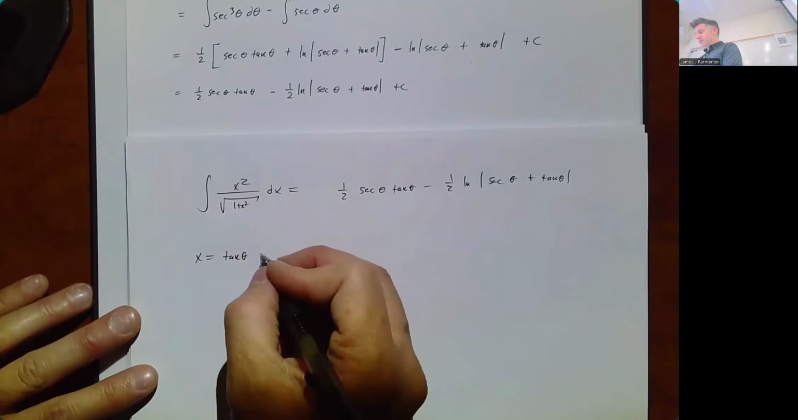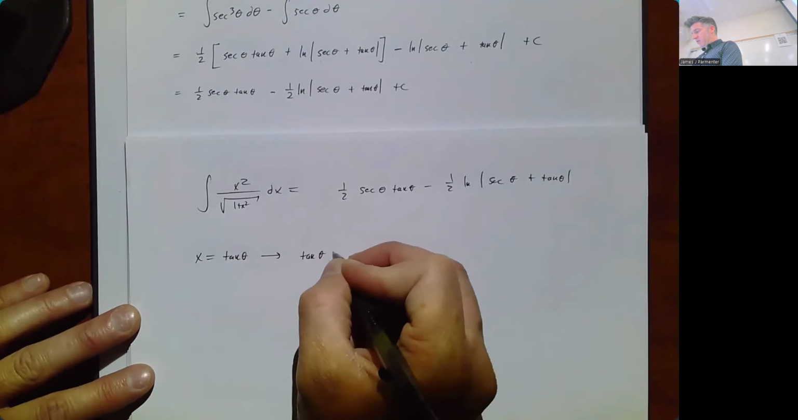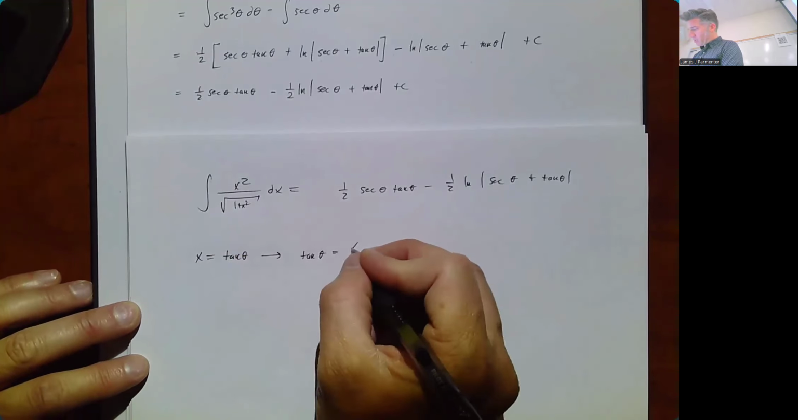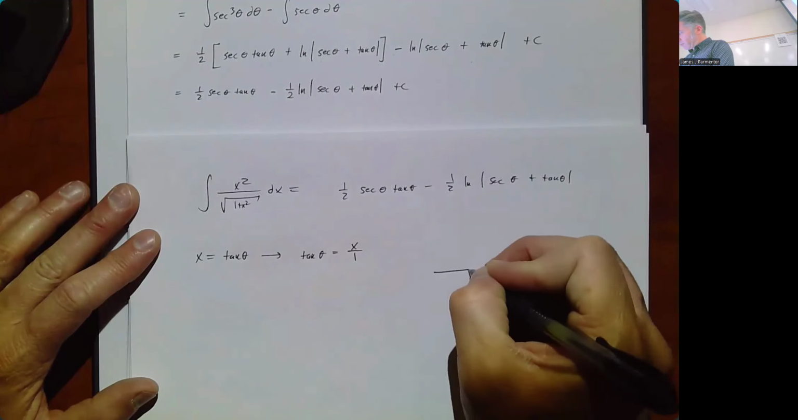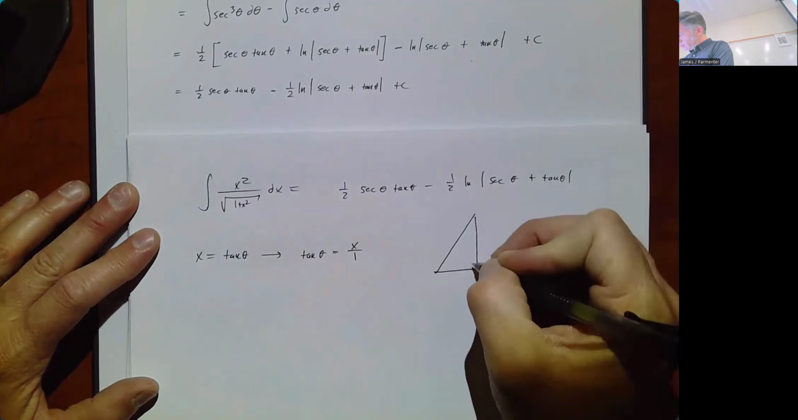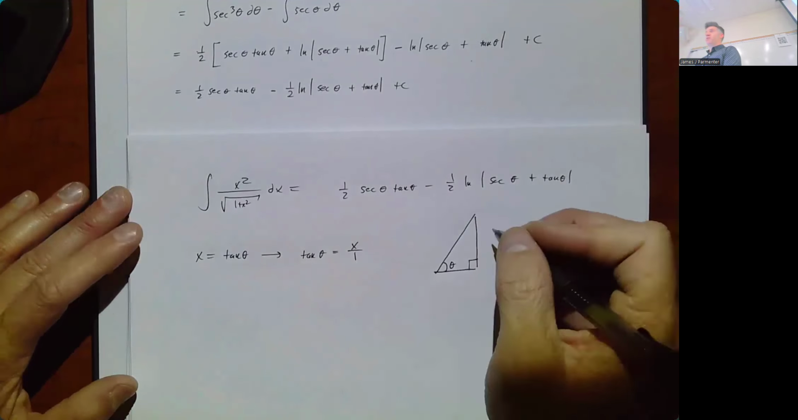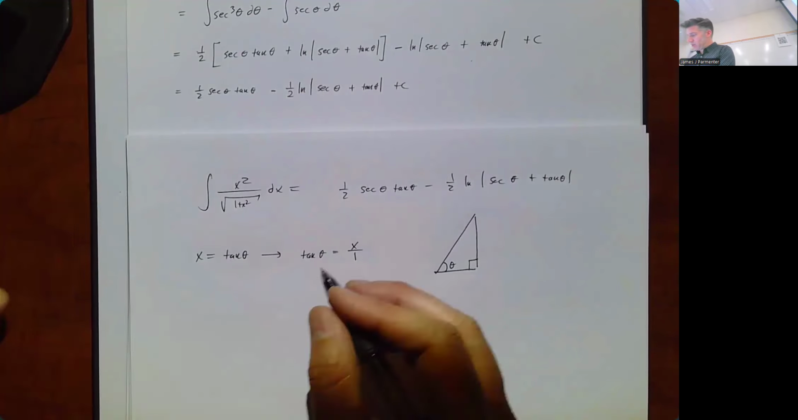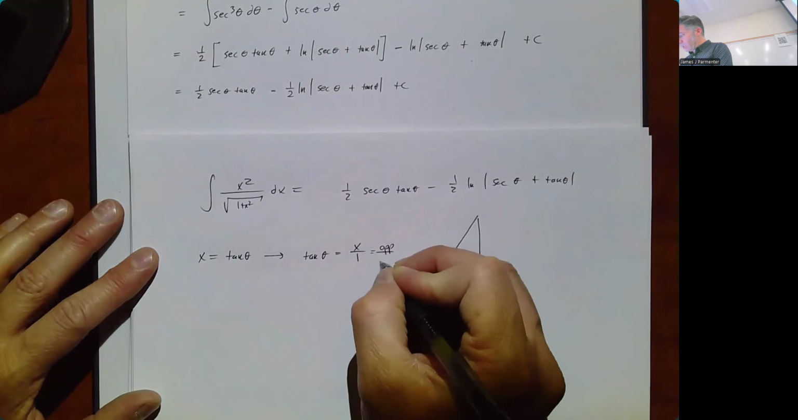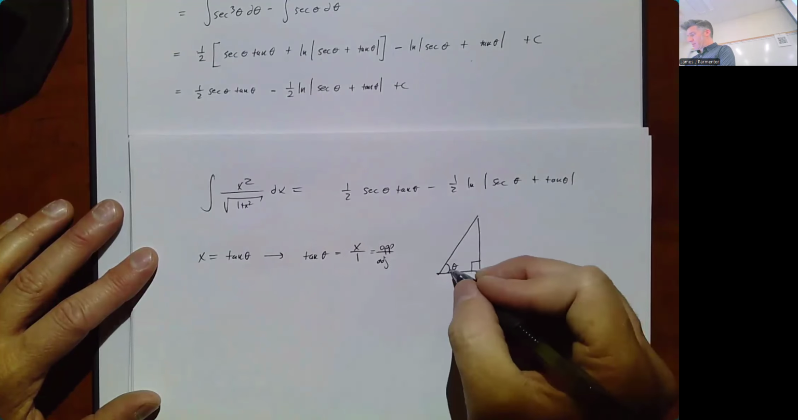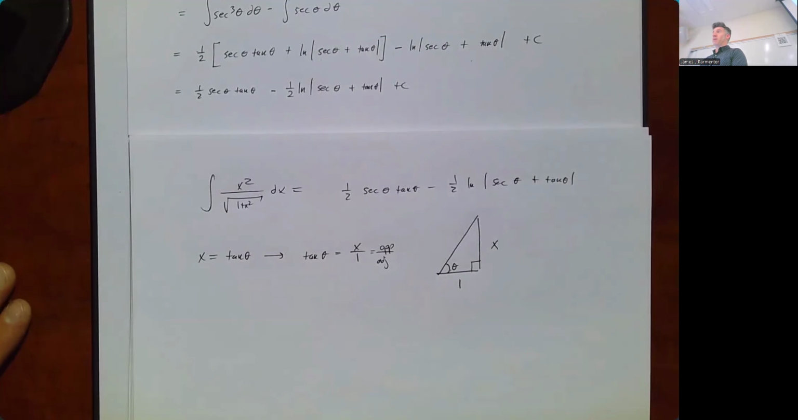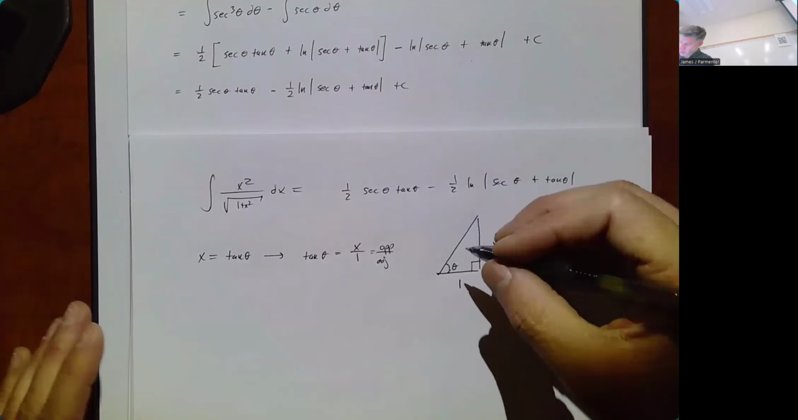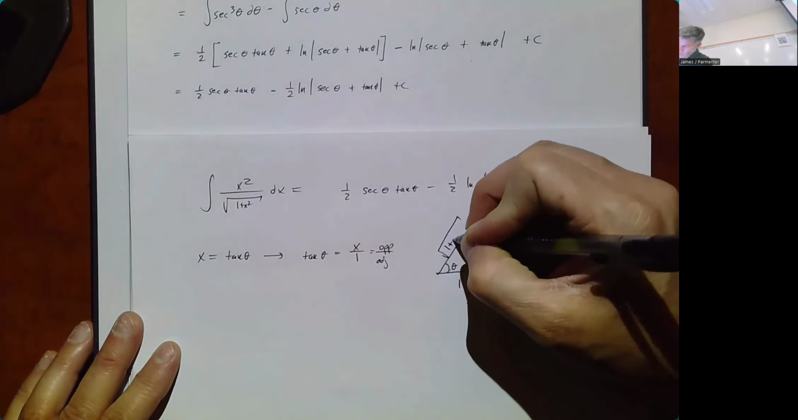I'm going to rewrite this so that tangent theta equals a fraction, x over 1. The reason I'm going to do that is because then I'm going to draw a right triangle. And I know that in the right triangle, tangent of theta is equal to the opposite over the adjacent. So in this triangle, the opposite side should be x, the adjacent side is 1. And the hypotenuse, we can find using the Pythagorean theorem, it's going to be the square root of 1 squared plus x squared, or 1 plus x squared.